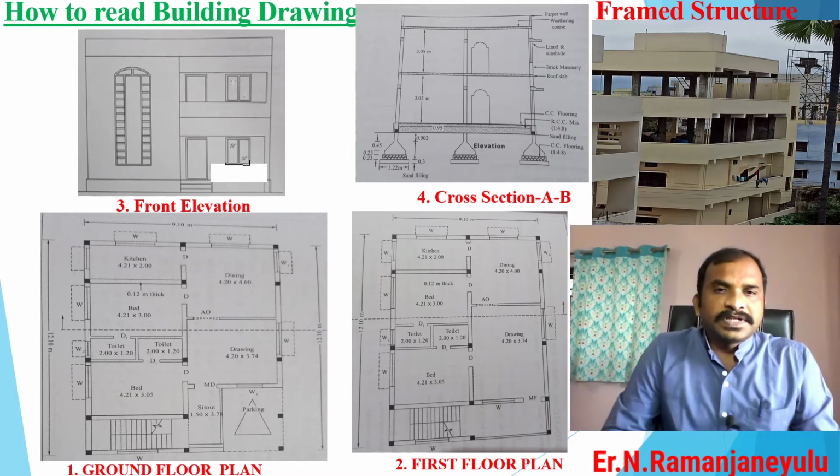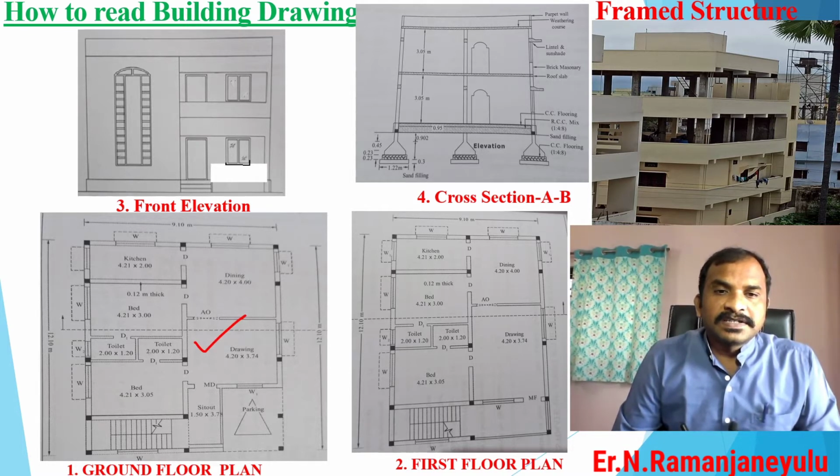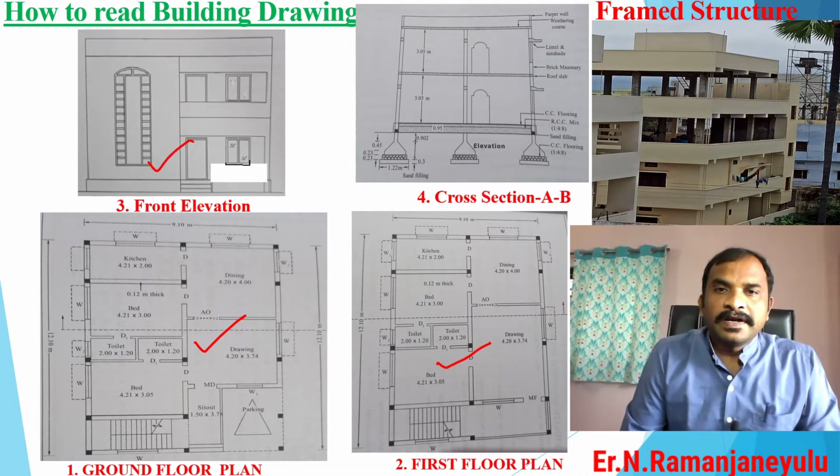Here you can see four diagrams. This is the plan. Again, this is the ground floor plan. This is the first floor plan. This is the elevation and cross section. These four drawings I am going to explain now.